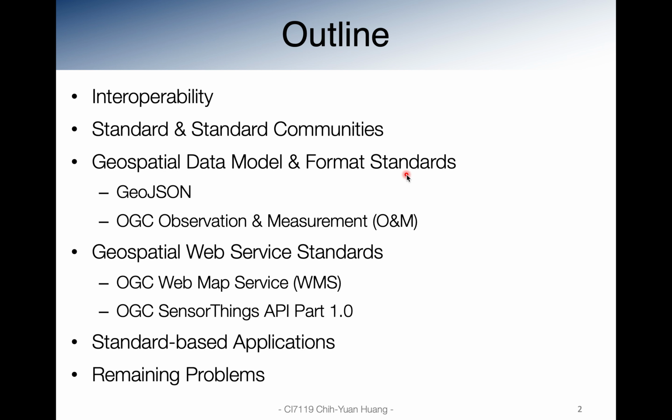And specifically, we are going to pick GeoJSON and also the OGC Observation and Measurement, these two standards to introduce to you. And then after that, we will talk about the geospatial web service standards, and we pick the OGC WMS, the Web Map Service, and also the OGC SensorThings API Part 1 as examples for the geospatial web service standards. And after that, we will give you some examples about standard-based applications.